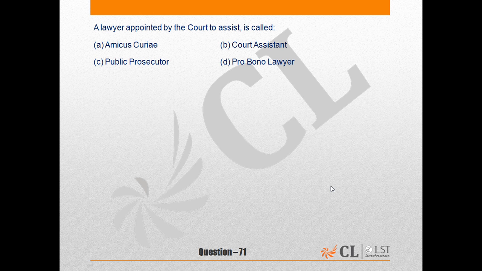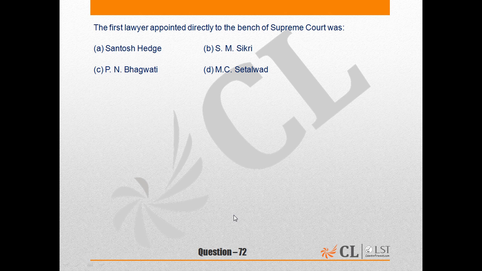It had 10 questions of legal knowledge and the rest 25 questions of legal reasoning. So starting with the legal knowledge questions, the answer for question number 71, the correct answer is A, that is amicus curiae. Then moving on to question number 72, the correct answer for question number 72 is option B.